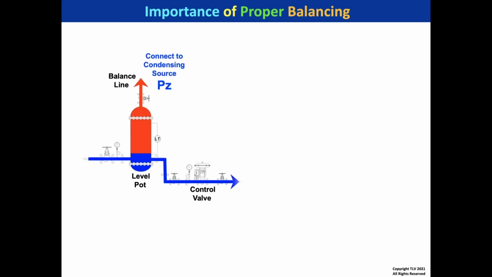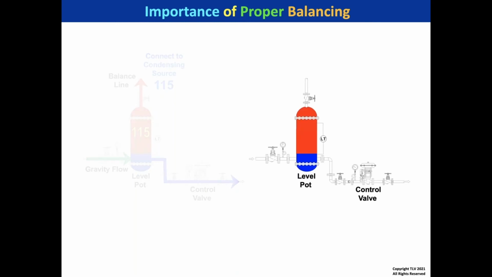So the easiest way to get the balance line to work and allow the condensate to flow into the level pot is to have the same pressure as a condensing source. Condensate is coming from the condensing source. And if you have the same pressure at the top of it, it's easy to push that back up and get flow to occur by gravity. So here, let's say that your condensing source is 115, and you bring 115 there, now you have gravity flow going into the level pot. It's quite easy to get discharge.